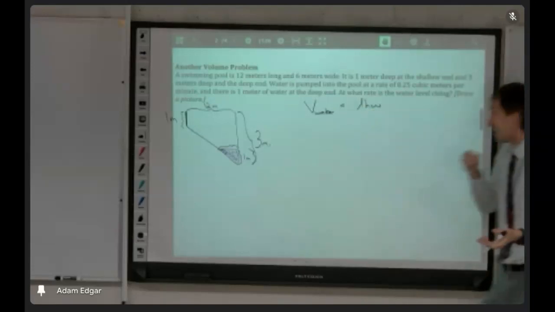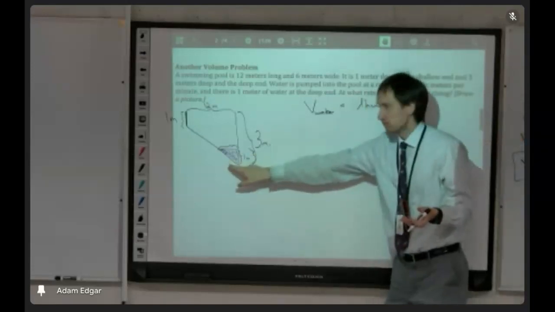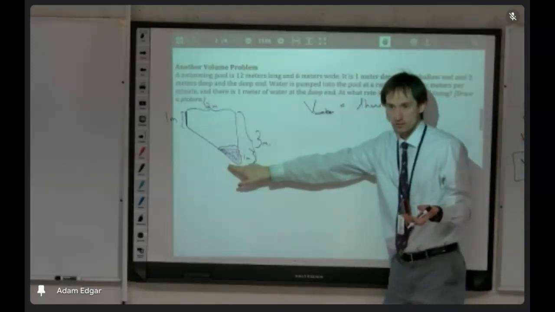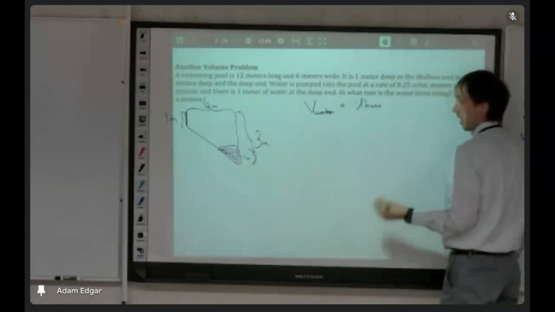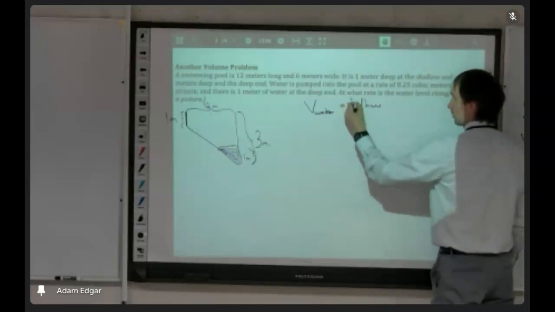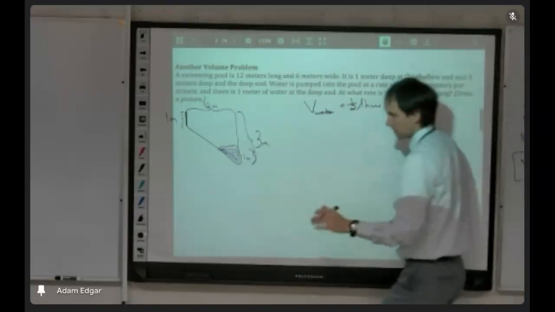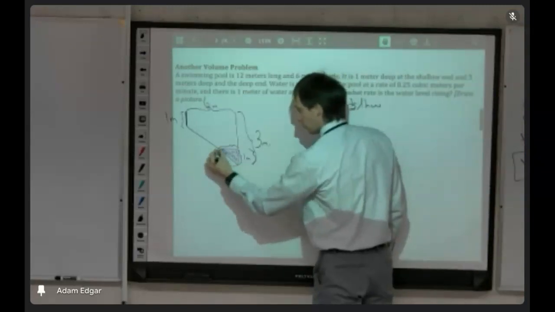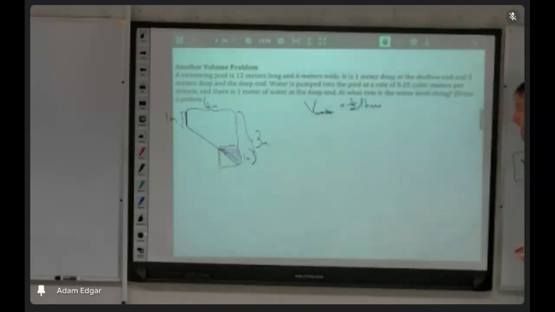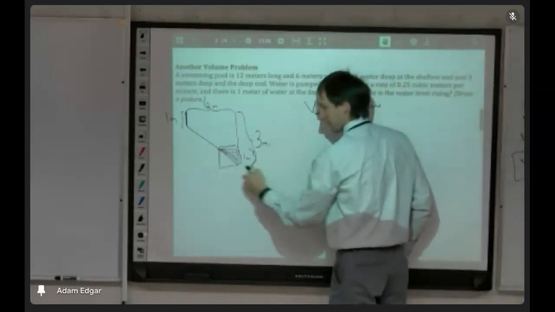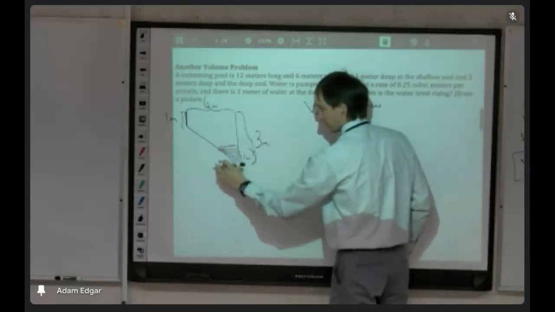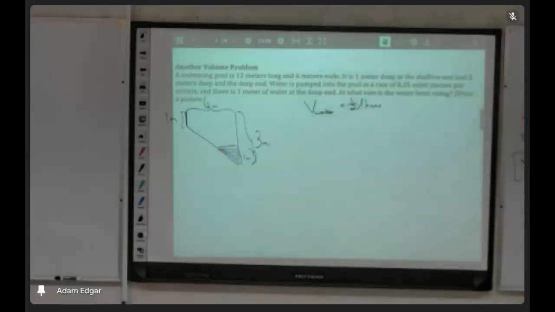Is that going to be a rectangular prism? No. What kind of prism is it going to be? Triangular. So what's the volume for a triangle? One half. A triangle is half of a rectangle. I'm going to blow your minds here. Two triangles make a rectangle. Look at that. That looks more like a square. Shut up.